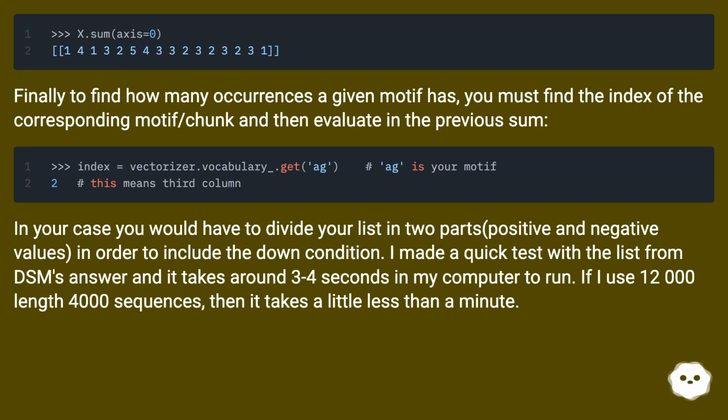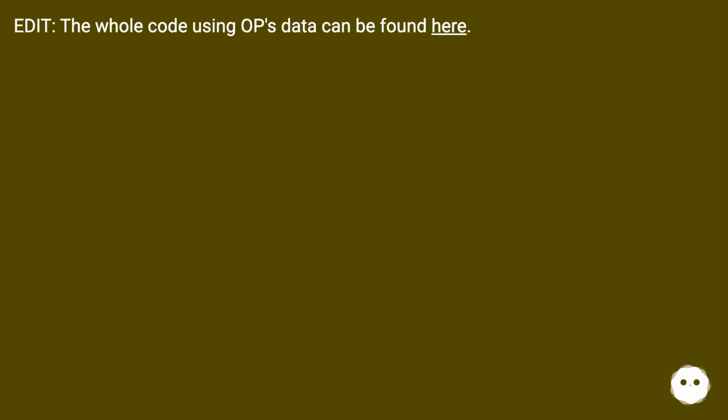In your case, you would have to divide your list in two parts, positive and negative values, in order to include the absent condition. I made a quick test with the list from DSM's answer, and it takes around 3 to 4 seconds on my computer to run. If I use 12,000 sequences of length 4,000, then it takes a little less than a minute. Edit: the whole code using ARPS data can be found here.